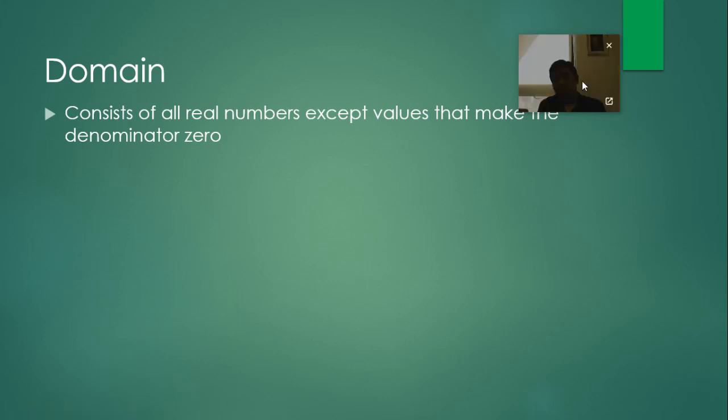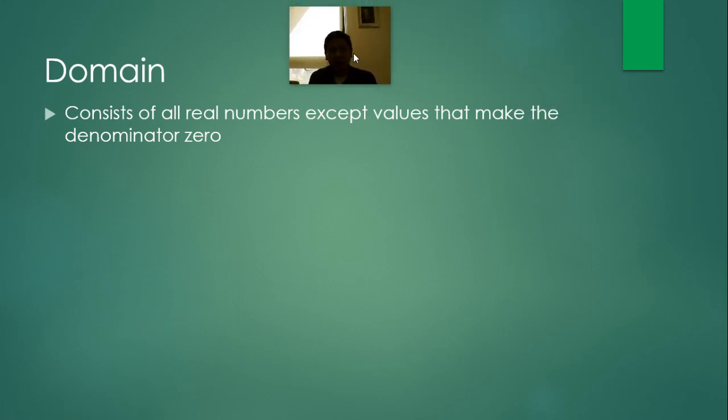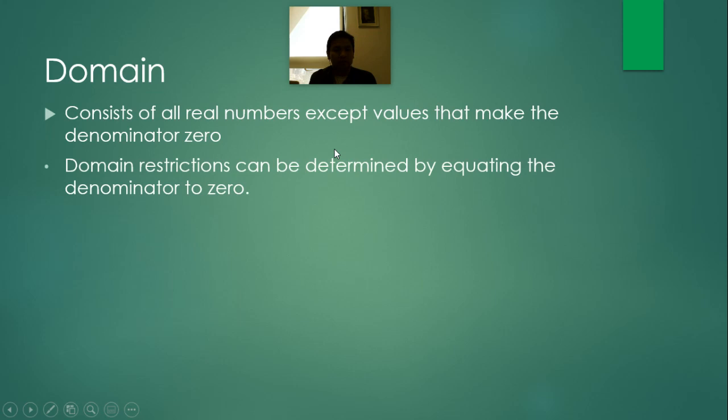So for the domain, again, simple definition, it's going to consist of all real numbers except what makes the denominator 0. To find those restrictions, we're going to solve an equation. What makes the denominator 0? And then that's what's going to be not included in the domain.